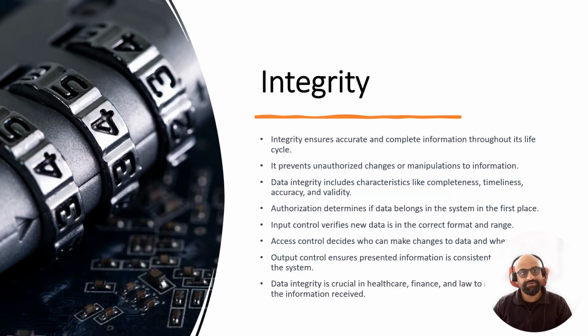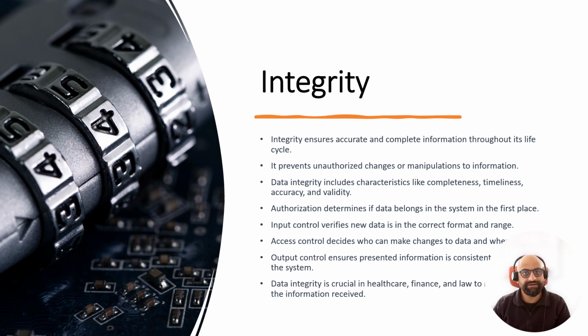The second component of the CIA Triad is integrity. Integrity is an essential part of information security that ensures that information is accurate and complete throughout its life cycle. Think of it like this: integrity guarantees that the information you receive is exactly what was intended without any unauthorized changes or manipulations. This includes making sure that both authorized and unauthorized users don't make any changes to the data.